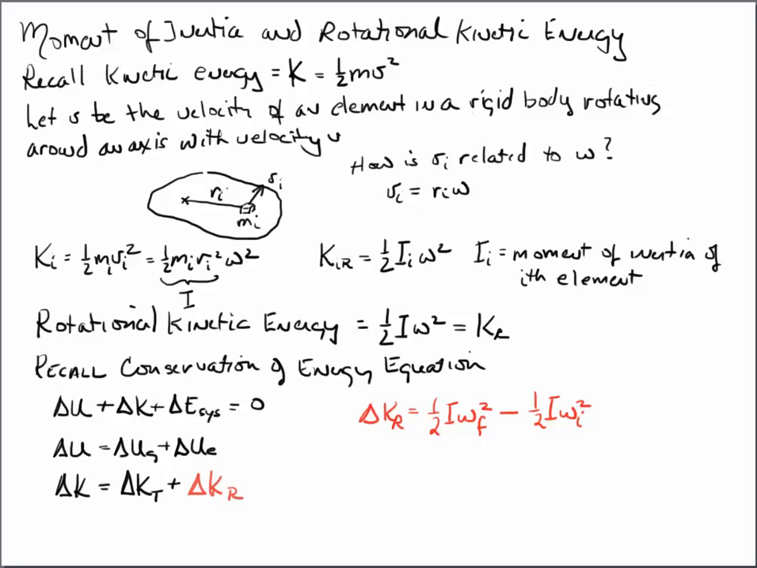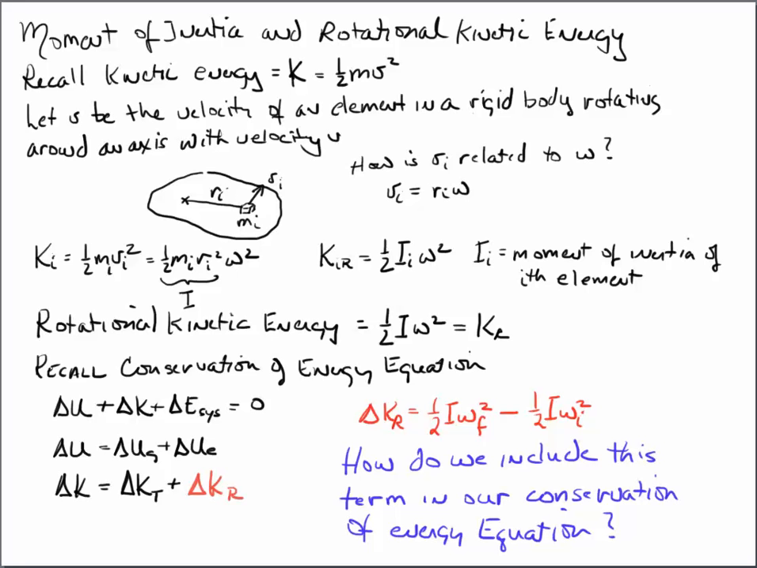So we can write the change in rotational kinetic energy as the difference between 1/2 the moment of inertia times the final angular velocity squared minus 1/2 the moment of inertia times the initial angular velocity squared. Now the question is, how do we include this term in our conservation of energy equation to actually solve problems? End of module.